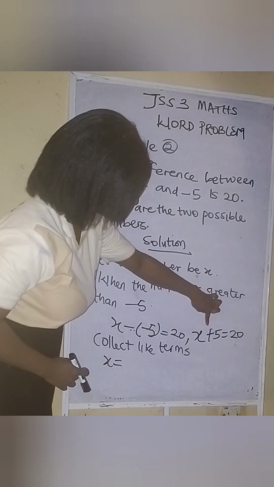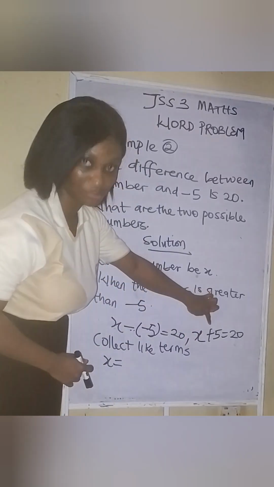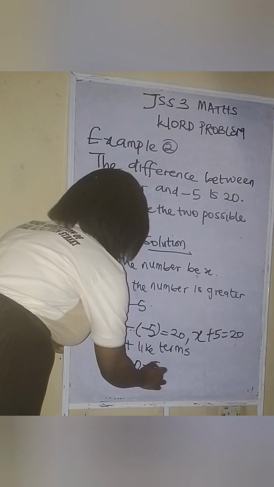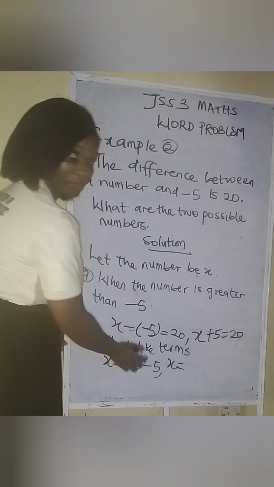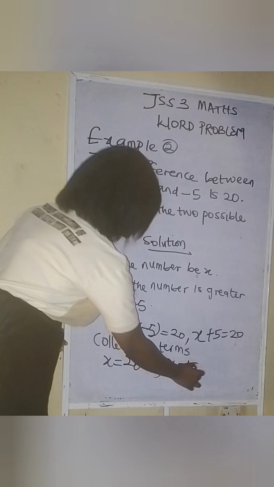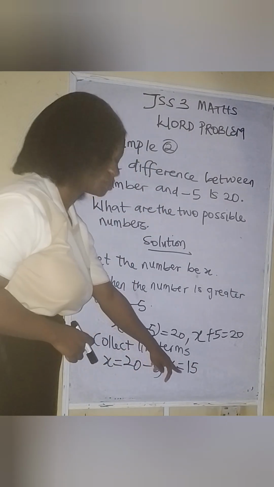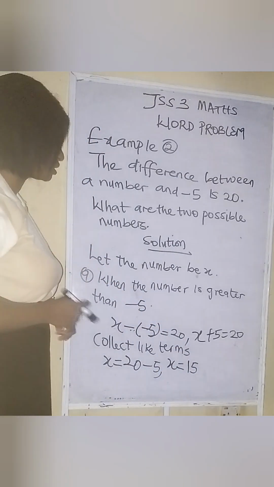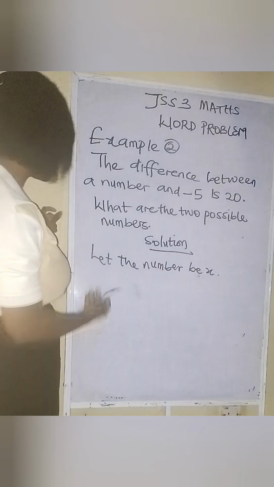Then this plus 5, I told you to move to the other side. When it moves to the other side, the plus will change to minus. That will be 20 minus 5. So x equals 20 minus 5, which is 15. So when the number is greater than minus 5, the number equals 15. Now I said two possible numbers, so let's get the second number. Let's do it for the second one now.